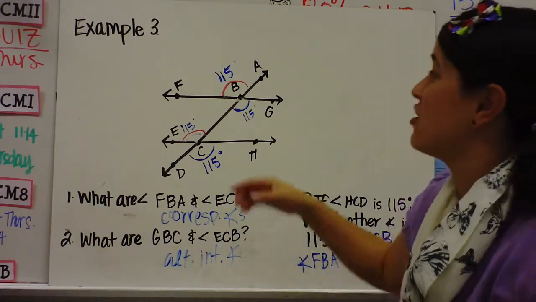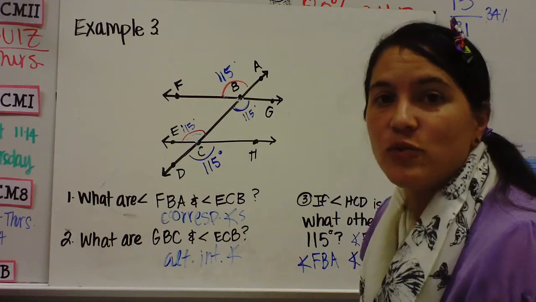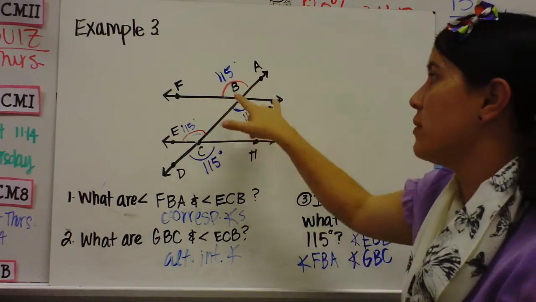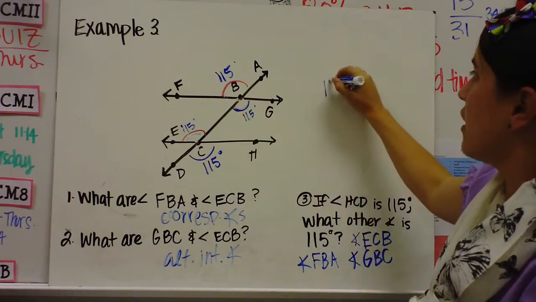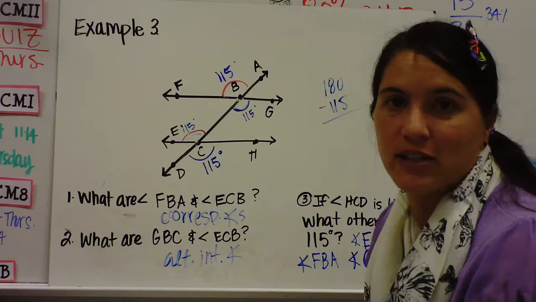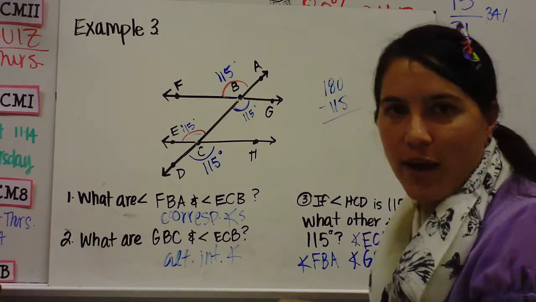So, now, I'm not saying do this, but if Ms. Barnes wanted to, we could ask you what are all these other angles that we're missing, and you would simply need to know that these are straight angles, these are supplementary angles, and you would do 180 minus 115, but that is not the purpose today. So we just want to go over parallel lines cut by transversal and some of those vocabulary words.